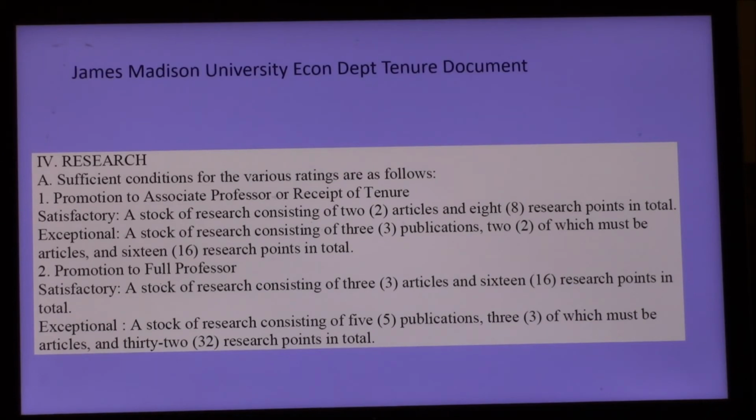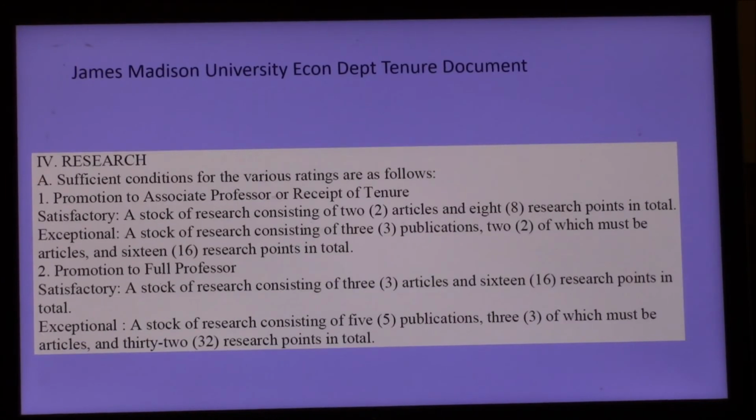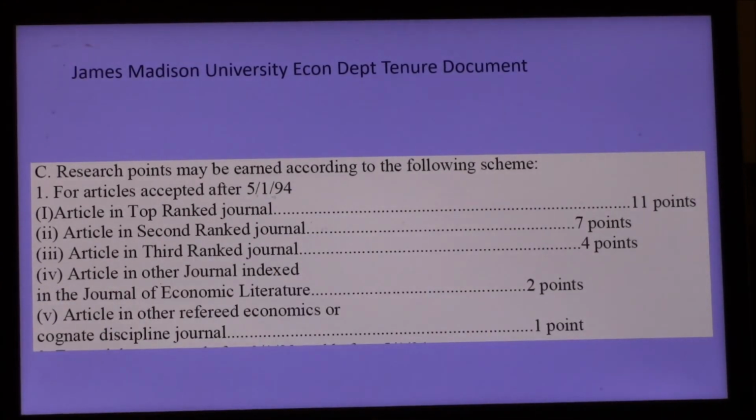Now, how do you get these research points? Well, they're ranking journals. This is what I suggested a little bit ago as being really important. They're ranking journals. Okay, now let's look back and see what you need to get tenure. You got to get 8 research points. So 1 in a top-ranked journal would get it. Of course, it also said it had to be at least 2 articles, but 1 in a second rank ain't going to get it.